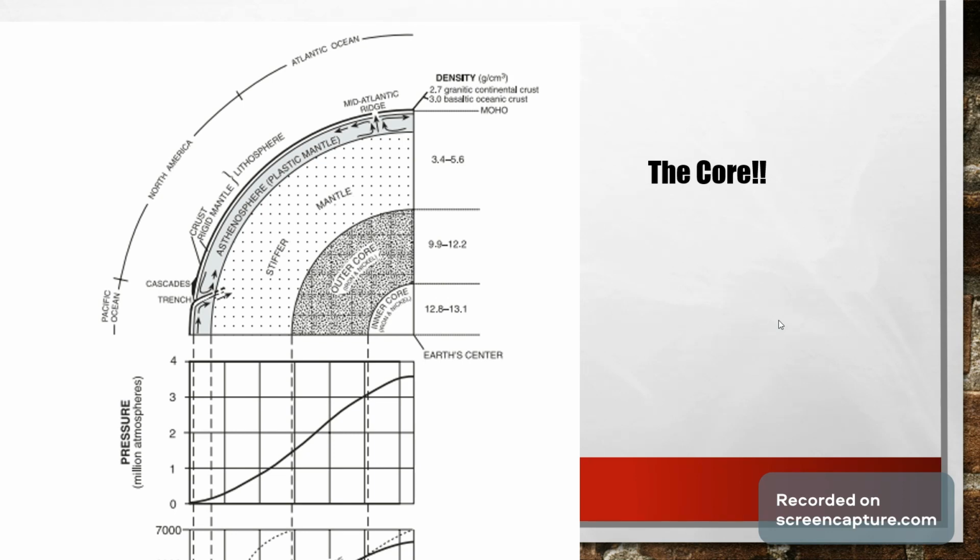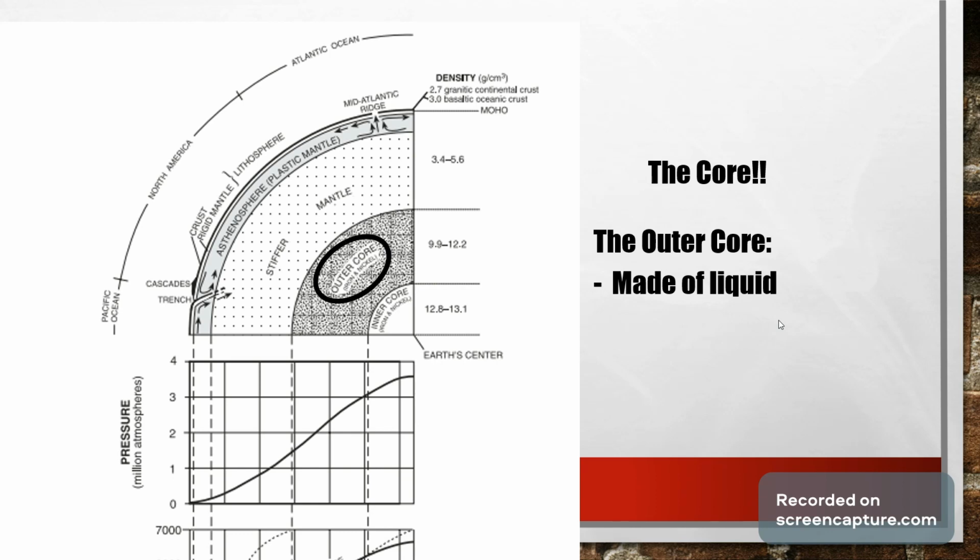Okay, we're going to continue our journey to the center of the Earth. This time we're going to stop at the core, and there are two layers of the core. We have the outer core. This is liquid rock. And we know this because of earthquakes and the S waves' inability to travel through the liquid outer core. And we also have our inner core. This is solid, extremely, extremely dense iron and nickel.